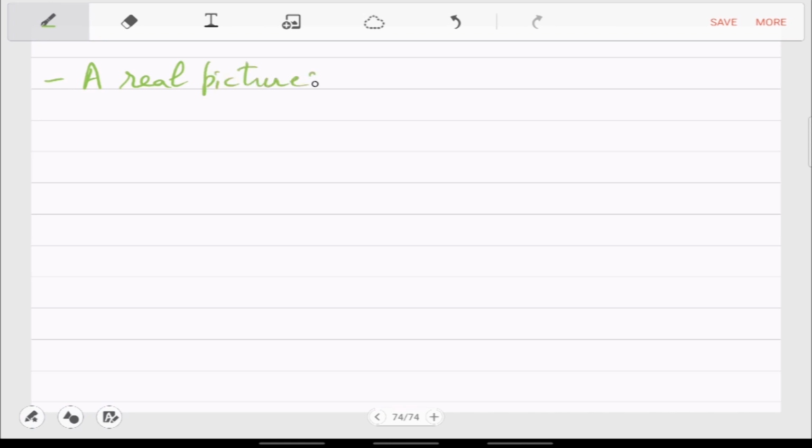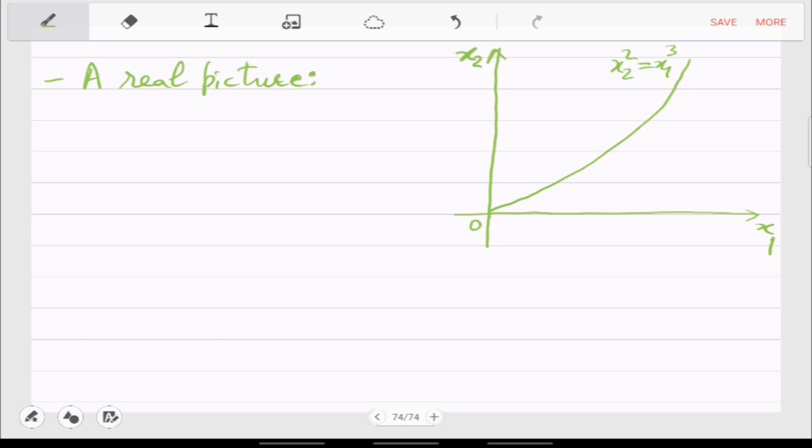Let's see a real life picture of what we just did. So you have x, y, and origin, and what is happening here? So it's something like this. The curve, or maybe I should say x1, x2 actually. And we are looking at x2 square equal to x1 cube. Right, so as x1 increases, x2 also increases with this curvature, and it has to be symmetric across the x1 axis, right? So same thing below. And at 1 it is 1.